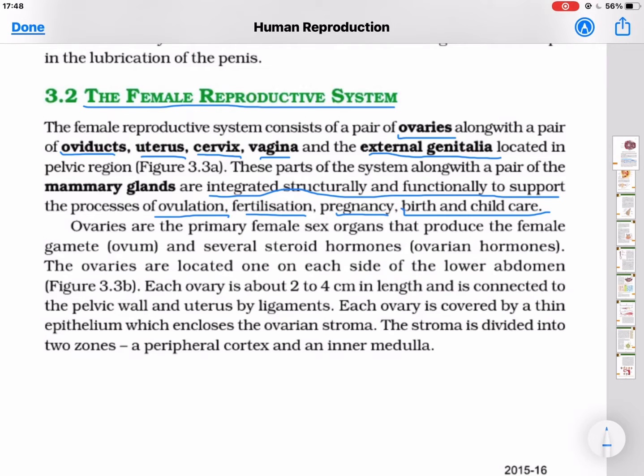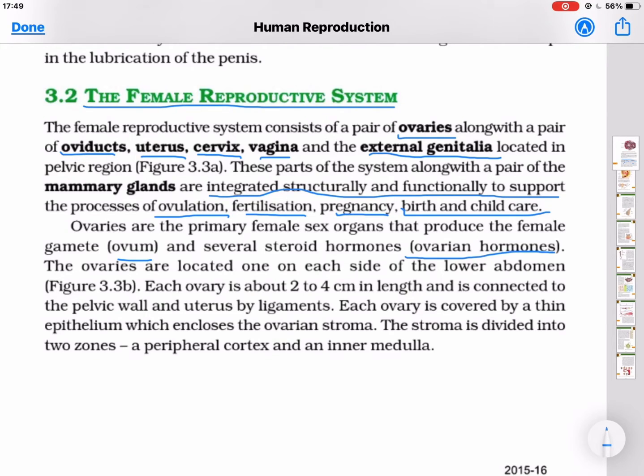What is ovulation? The release of ova is known as ovulation. Fertilization. What is fertilization? The fusion of male and female gamete is known as fertilization. Ovaries are the primary female sex organs that produce the female gamete, that is ovum, and several steroid hormones, that is ovarian hormones. Ovarian hormones are estrogen and progesterone.